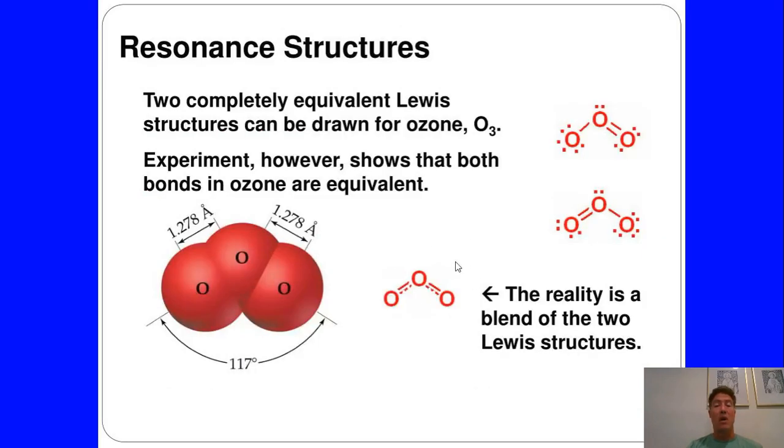So if you wanted to, in reality, we would blend these two Lewis structures, the double bond here and the double bond here. We basically would take that double bond and spread it over these two single bonds.